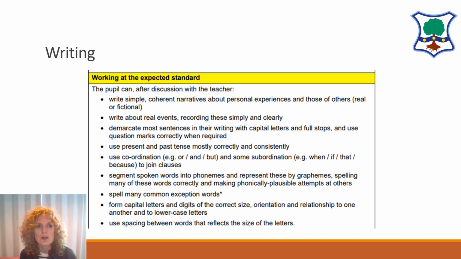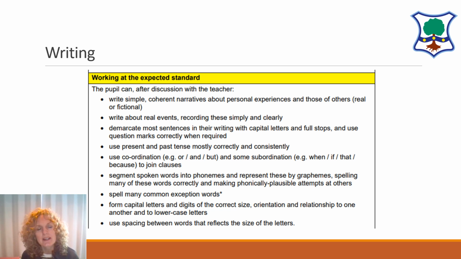So just a reminder of the tasks for working at the expected standard in writing. Golly gosh, there's quite a lot there, isn't there? And there may be some words there that you might not know. So things like coordination, using the words or and but, and subordination, using words like when, if, that, and because to join 2 clauses. Now, I'm not going to give you a lesson on that, but you need to trust me, we have spoken to the children a lot about this and taught them.